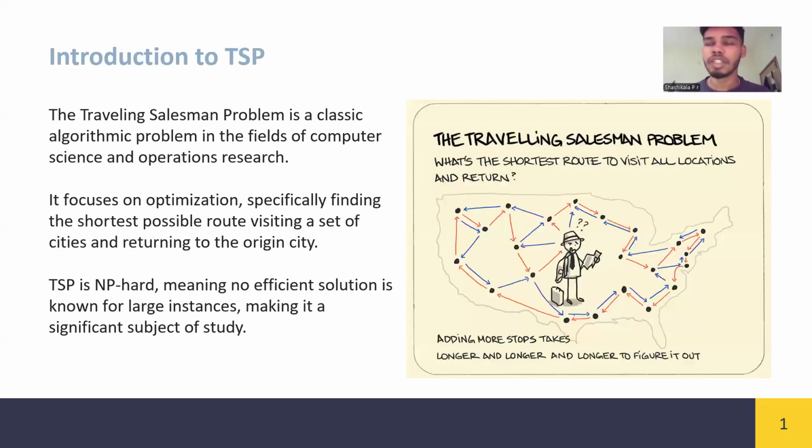First, we'll go into the introduction to TSP, that is, the traveling salesman problem. The traveling salesman problem is a classic algorithm problem in the field of computer science and operations research. It focuses on optimization, especially finding the shortest possible route visiting a set of cities and returning to the original city. TSP is an NP-hard problem, meaning no efficient solution is known for large instances, making it a significant subject of study.